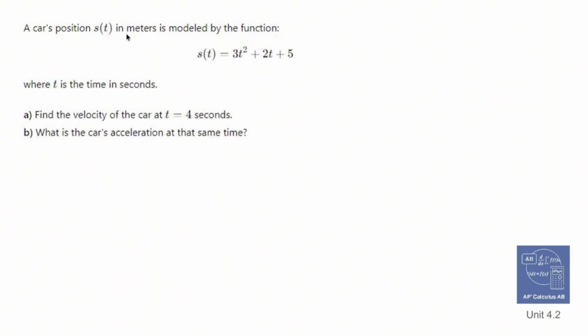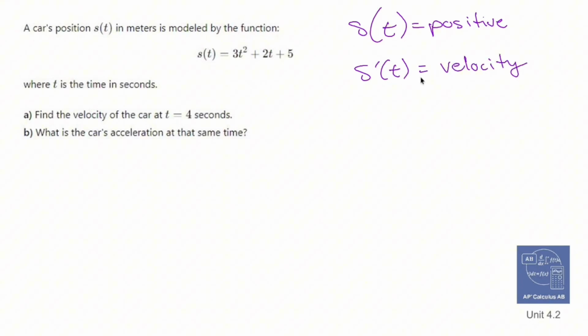A car's position s of t in meters is modeled by the function s of t equals 3t squared plus 2t plus 5, where t is time in seconds. Find the velocity, find the acceleration. If you're given s of t, and that's the position function, which is what we're given here, this is from the section called rectilinear motion. What you do is take the derivative, which gives you the velocity at a specific time whenever you plug in t. The second derivative is going to give you acceleration at that specific time. I don't even know how to spell acceleration, so look at that.